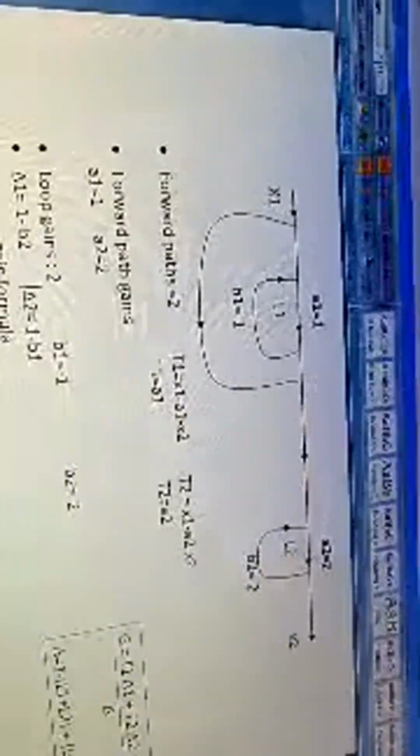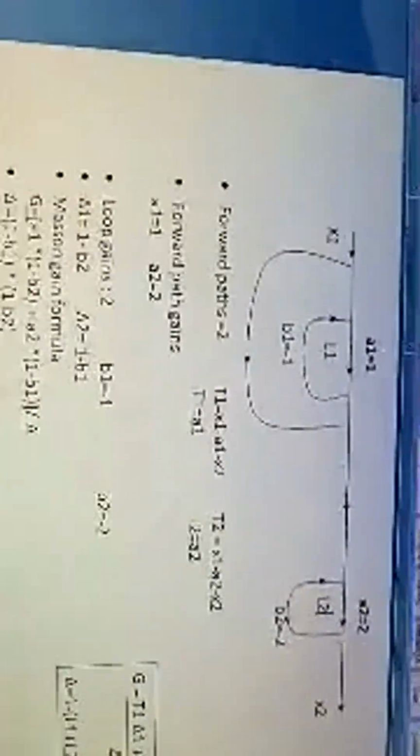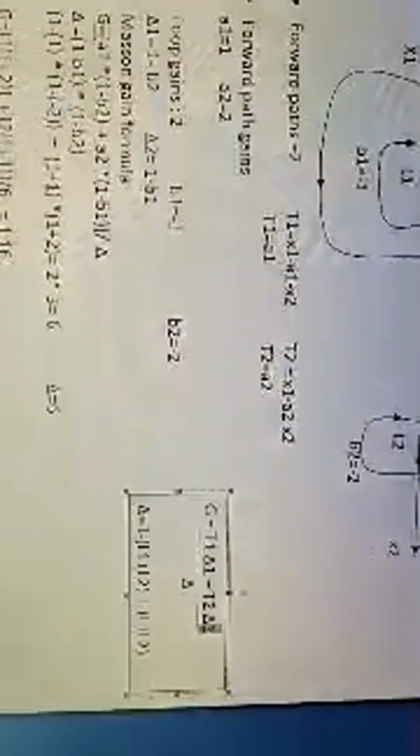Then how to write delta 2? Now we should see this path. How many loops are not touching it? Obviously this one, which corresponds to B1. That's why we write 1 minus B1. So for path 1, you write the loop non-touching to the first path, and for path 2, the loop non-touching to path 2. That's what we write for delta 1 and delta 2, which are to be substituted here.